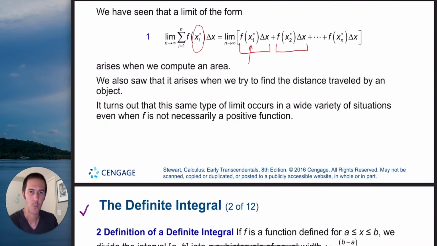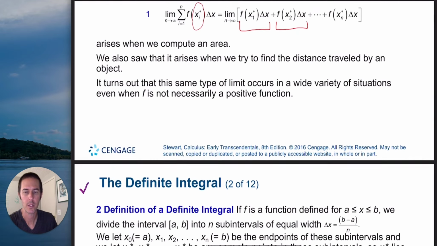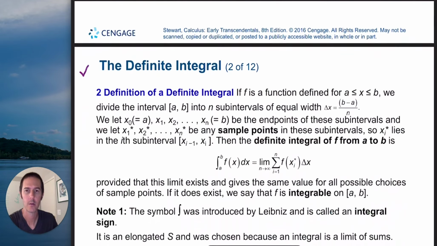Leading with an x sub 1 in this first term means that we're finding a right approximation. And in this case, x sub 1 star is somewhere between x sub 0 and x sub 1, somewhere in that first rectangle.